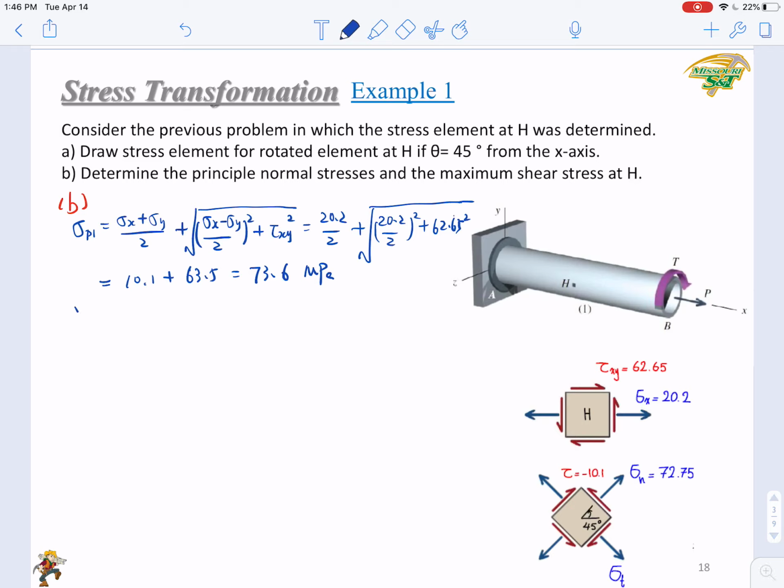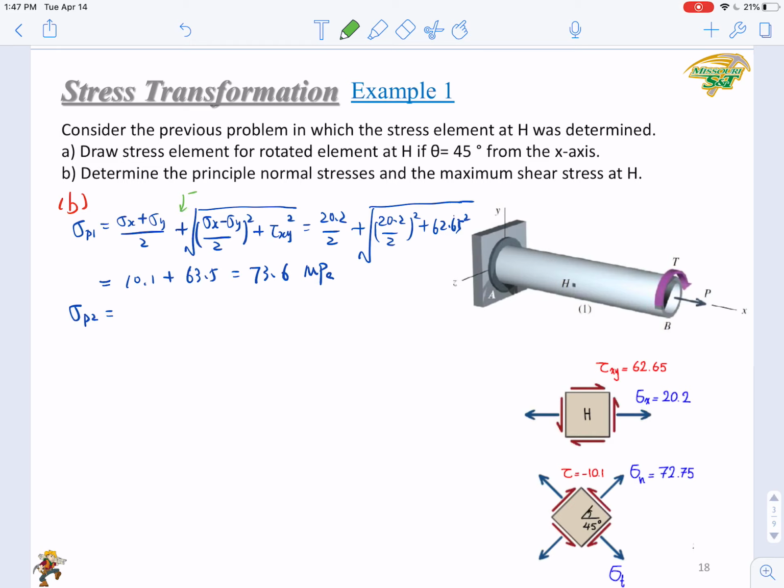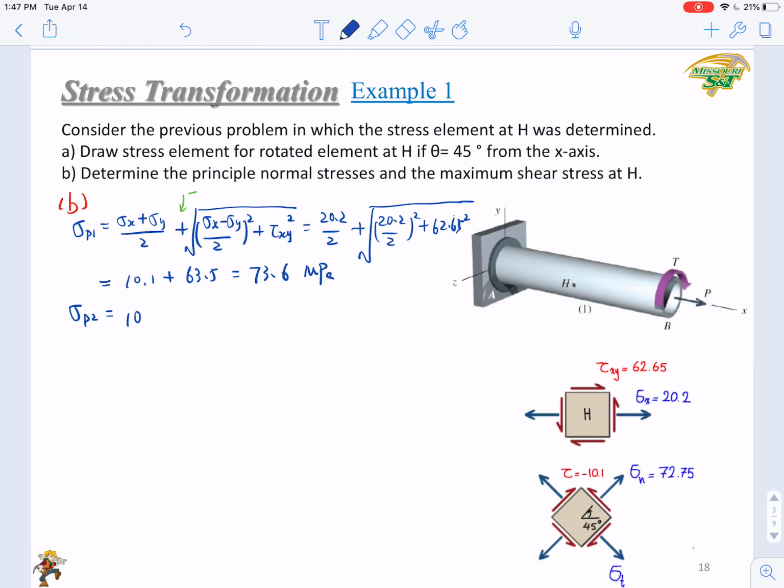The second one, sigma p2, is found by turning the positive sign into a minus. As a result, we will get 10.1 minus 63.5. You get negative 53.4 MPa. Those are the two principal normal stresses.